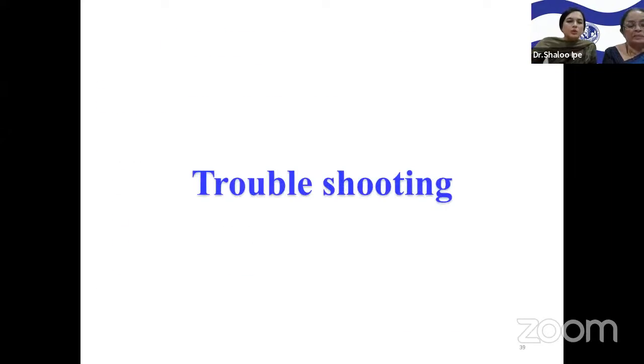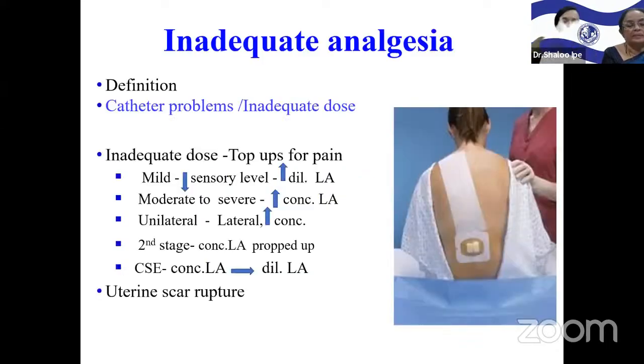Now let's come to troubleshooting with epidurals. By definition, neuraxial analgesia failure is inadequate analgesia in spite of adequate dosing. Inadvertent dural puncture, intravascular placement, or requirement of replacement of catheter or alternative pain management is also neuraxial failure. We need to reassure the patient, and the pain could be due to advancement of labor, catheter-related problems, or inadequate dosing. In case of inadequate dosing, this will be evident by sensory levels less than T10 bilaterally.